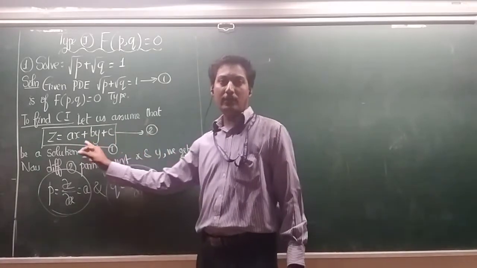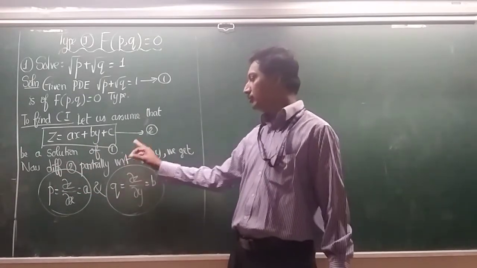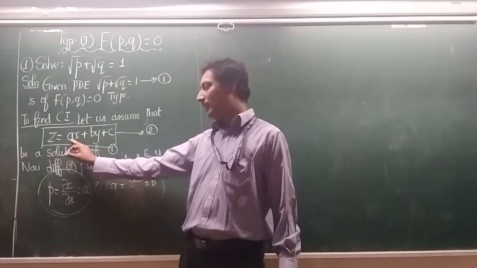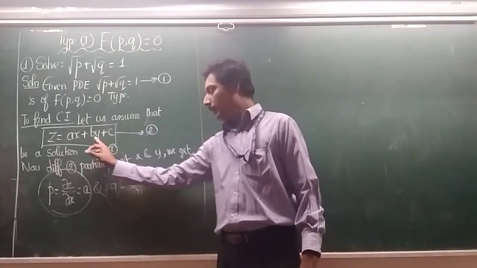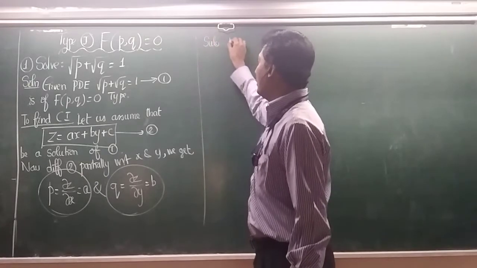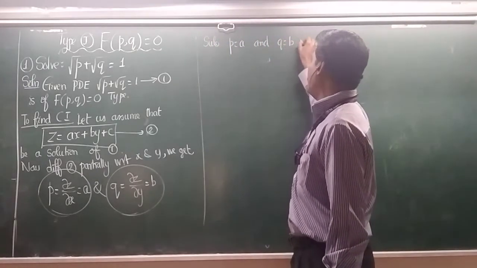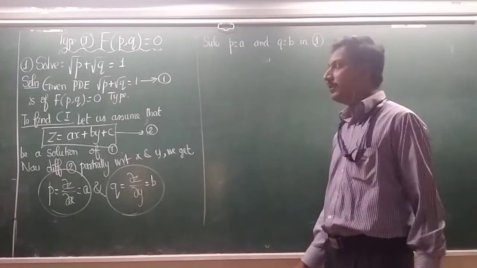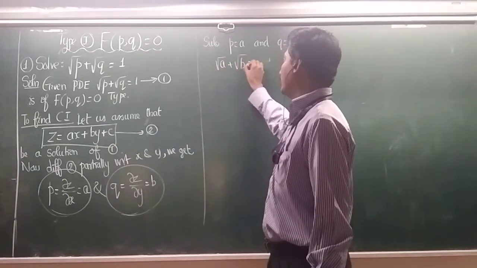Still there are 3 arbitrary constants, so our aim is to minimize into 2. So now differentiate this 2 with respect to x and y, we get dou z by dou x equal to a, otherwise p equal to a. Dou z by dou y equal to b, otherwise q is equal to b. Now let us substitute the value of p is equal to a and q is equal to b in the given partial differential equation number 1. We will get root a plus root b is equal to 1.